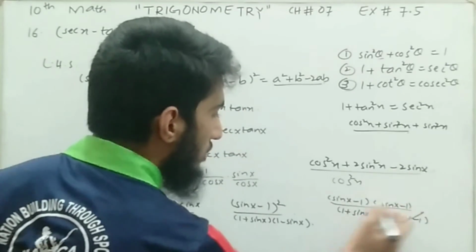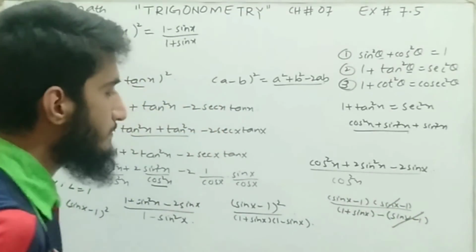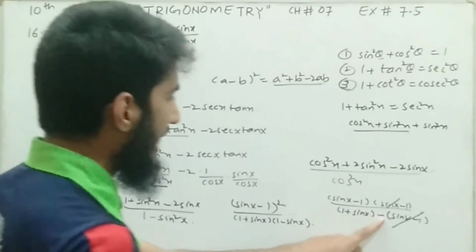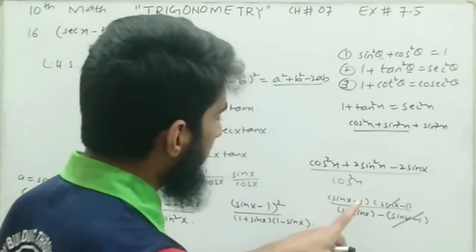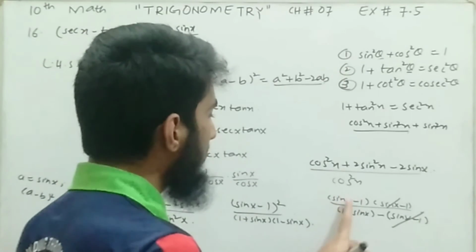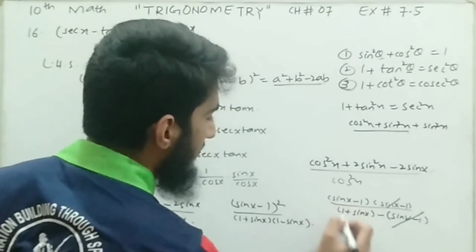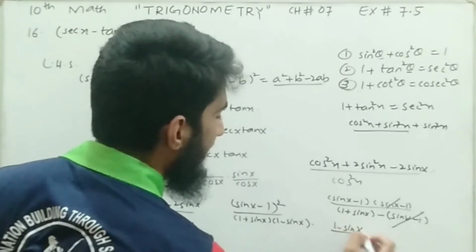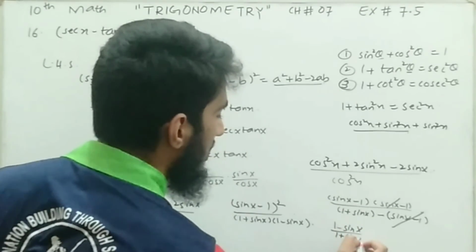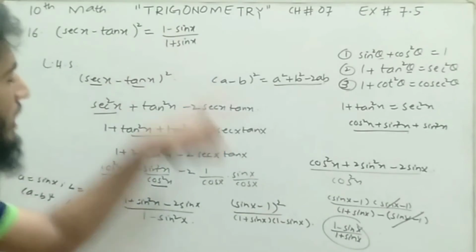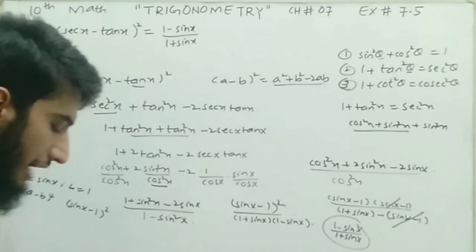Sin x minus 1 cancels out with one of the sin x minus 1 in the numerator. Over here the minus will move to the numerator, so it will multiply with negative 1 and sin x. So the signs of both sin x and 1 will change because of this negative sign. So it becomes 1 minus sin x, and in the denominator we have 1 plus sin x. Hence we prove that on the right-hand side we have 1 minus sin x over 1 plus sin x.